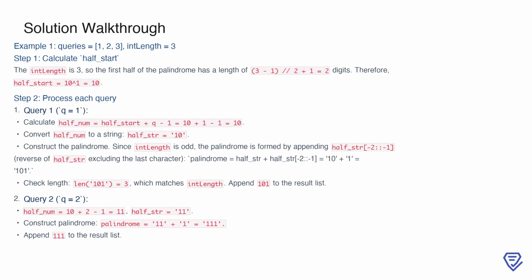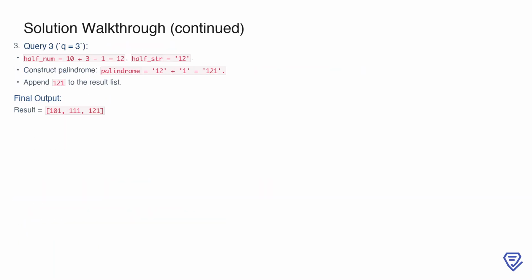Similarly, for query 2, half_number equals 10 plus 2 minus 1, which is 11, gives half_str equals 11, and the palindrome becomes 11 plus 1, which is 111, which is also added to the results. Processing query 3, we calculate half_number equals 10 plus 3 minus 1, which is 12, resulting in half_str equals 12. The palindrome is formed as 12 plus 1, which is 121. Since it meets the length requirement, we append it to the result list. After processing all queries, the final output is 101, 111, 121.